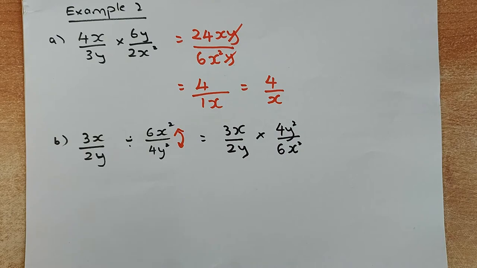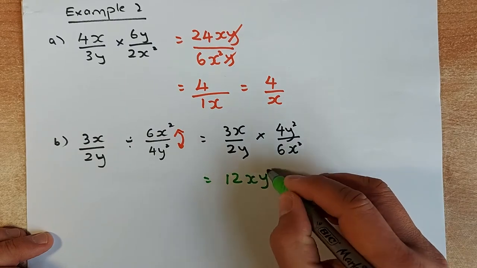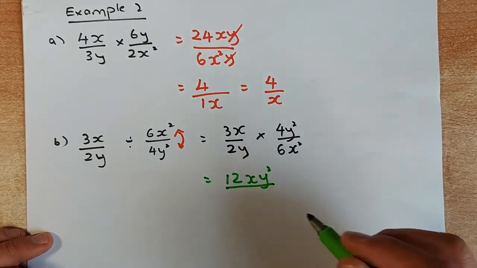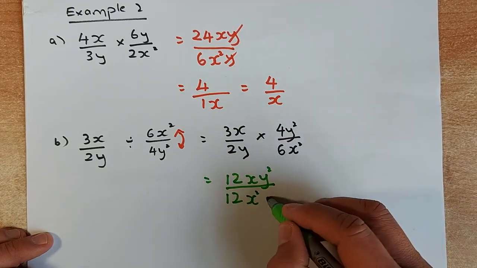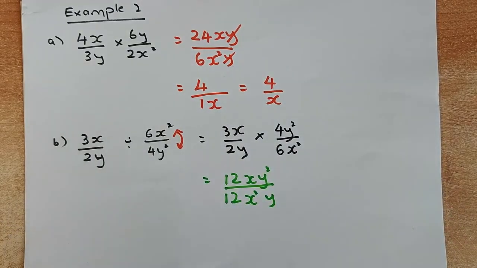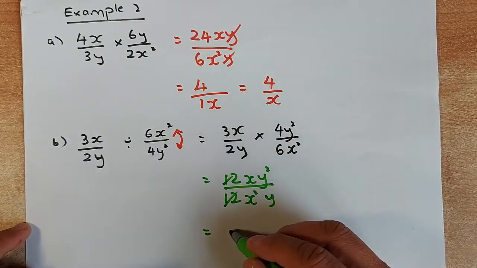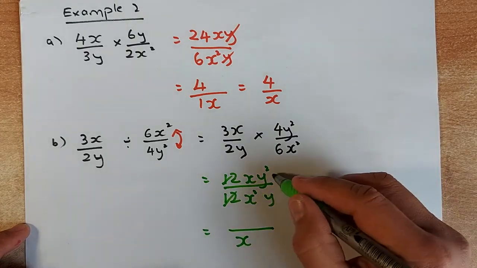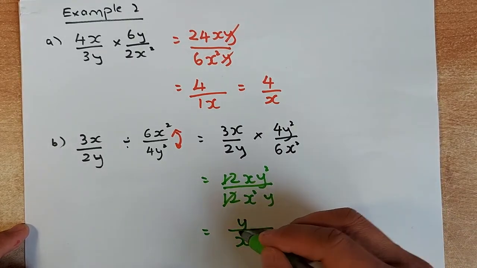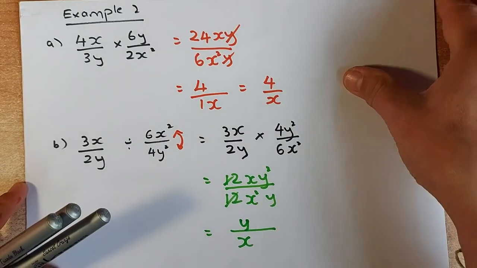Now what you do, you're going to multiply the numerator with the numerator. So 3 times 4 is 12xy squared. And the denominator has 2 times 6, which is also 12x squared y. Then you're going to simplify them. 12 divided by 12 is going to be 1. x over x squared, there will be 1x at the bottom because there are more x's at the bottom. And y squared over y is going to be y. And that is how you simplify an algebraic fraction.